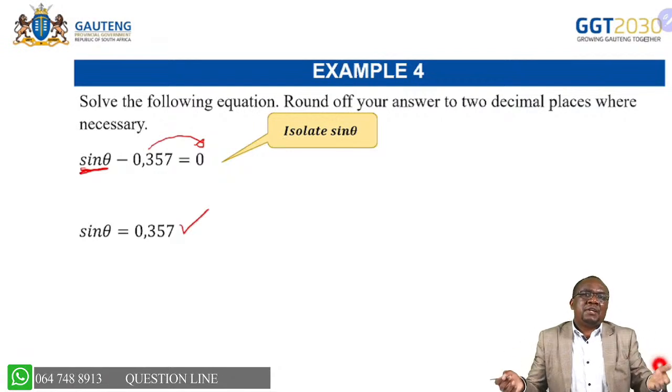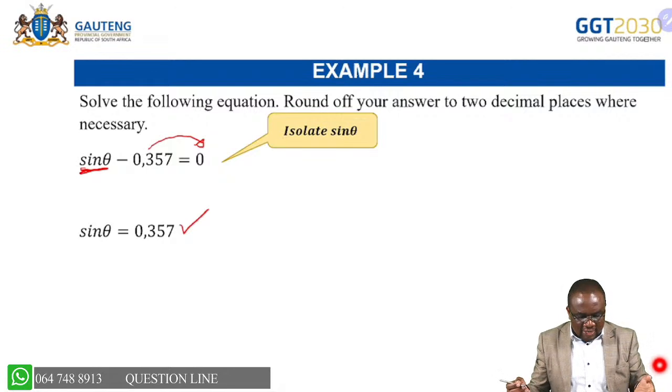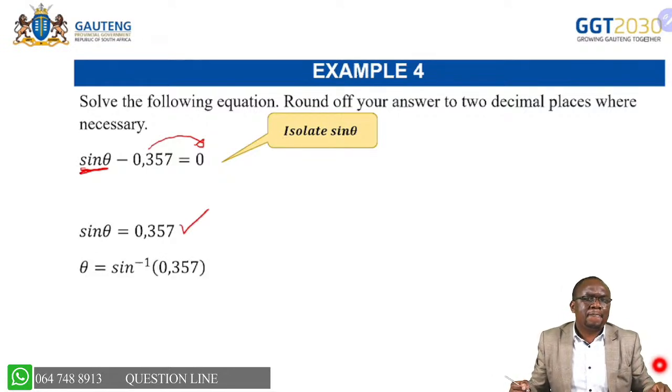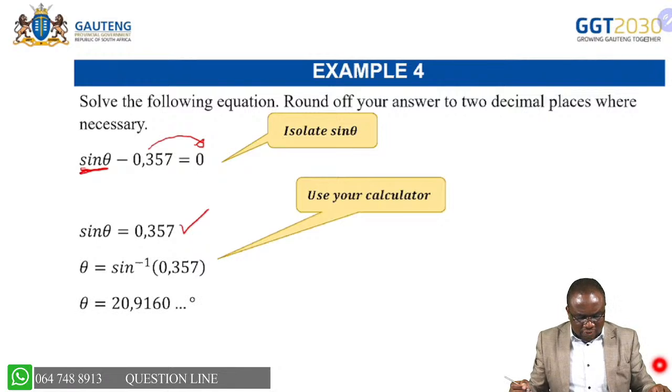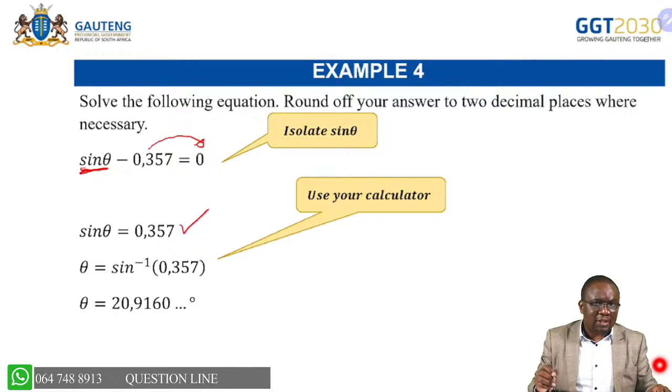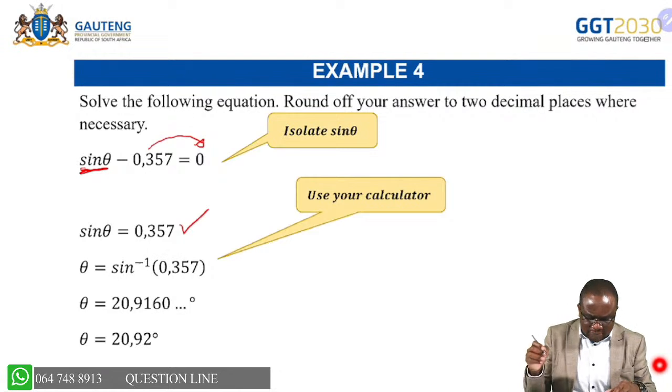Right. Now, we're going back to what we've been doing. Let's find our inverse, arcsine, and then arcsine 0,357. What do we get? We're getting theta is equal to 20,9160, going on like that. We round it off to 2 decimal places. What is it? Theta is equal to 20,92 degrees. Do you see that? Okay, let's mark our work.